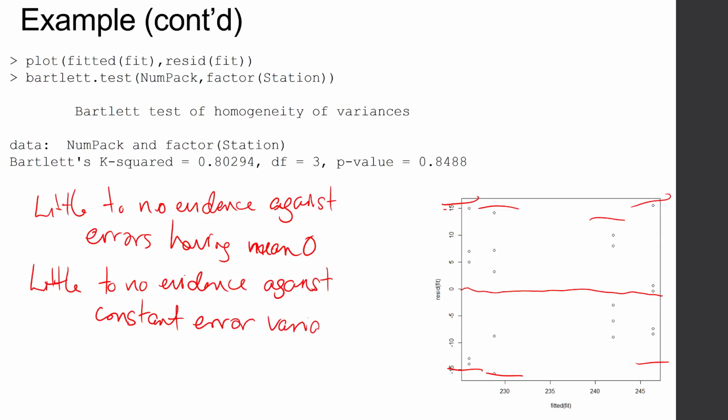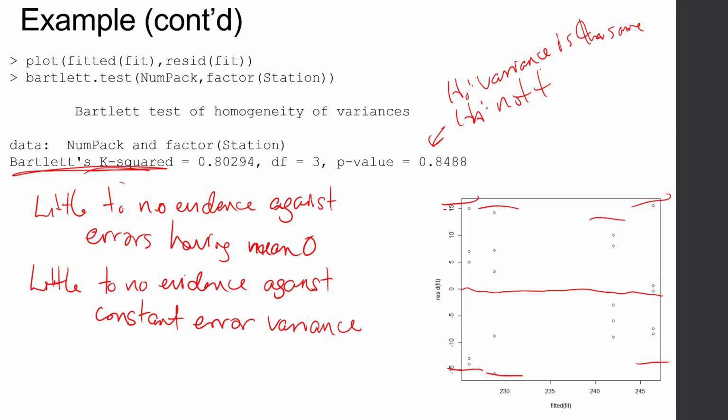Now, I should have pointed out that we also ran a hypothesis test to check whether there was a constant error variance. In this Bartlett's test, this p-value is testing the null hypothesis that the variance is the same across all the groups, and the alternative that it's not the same, that there's a violation. We have a very high p-value, so we're going to fail to reject the null. Little to no evidence against the error variance being the same no matter what group you're in.